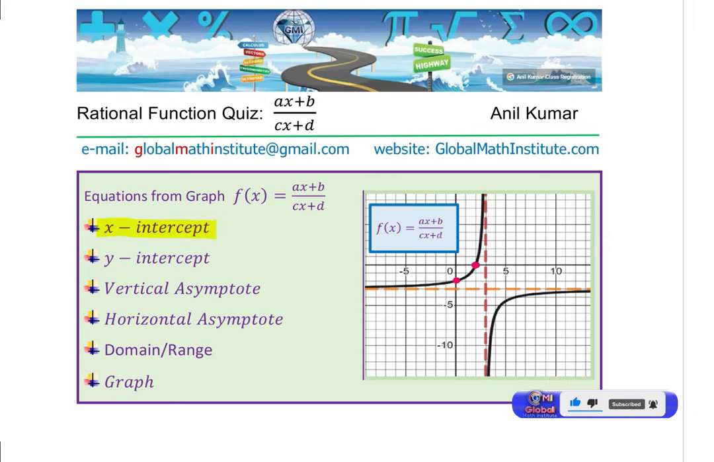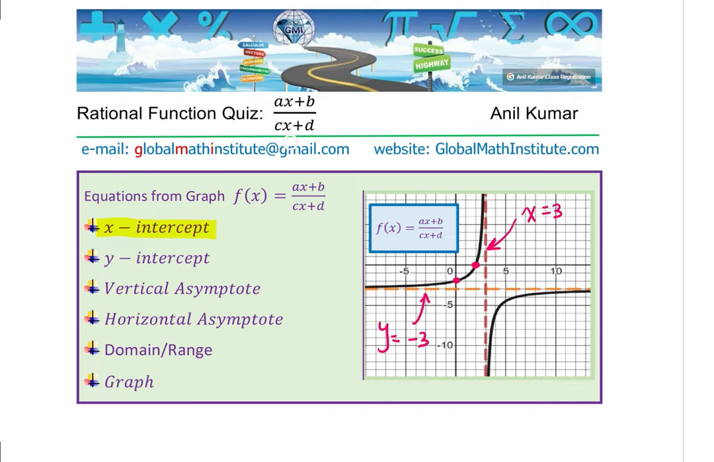Vertical asymptote. Vertical asymptote is a discontinuity shown here in the graph with this orange dotted line. So that vertical line, which in this case is x equals 3, is a vertical asymptote. The horizontal asymptote is the horizontal dotted line shown over here, which in this particular case is y equals minus 3.